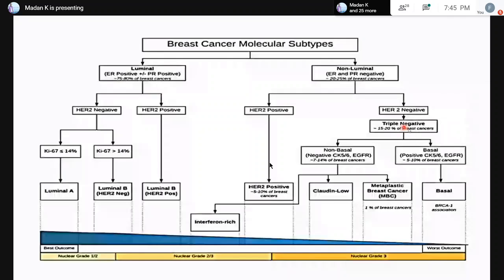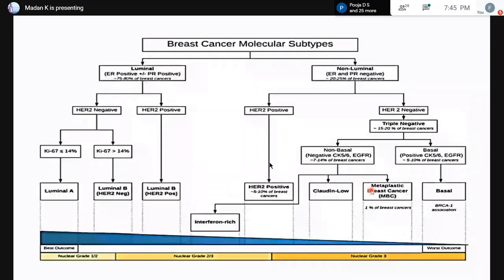Triple negative, as I mentioned, is a heterogeneous group and is again subdivided into basal and non-basal. Non-basal consists of lesser known subtypes like interferon rich, claudin low, and metaplastic breast cancer like. So all these subclasses have a different prognosis and outcome.